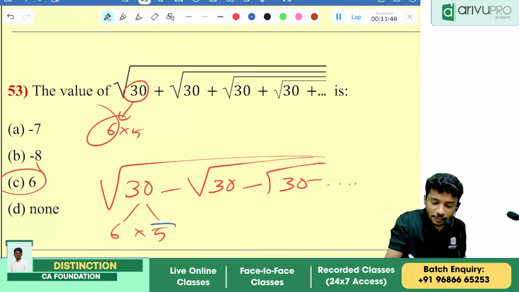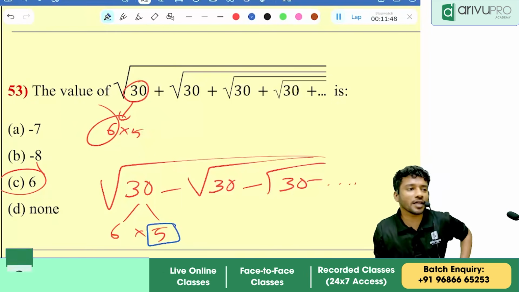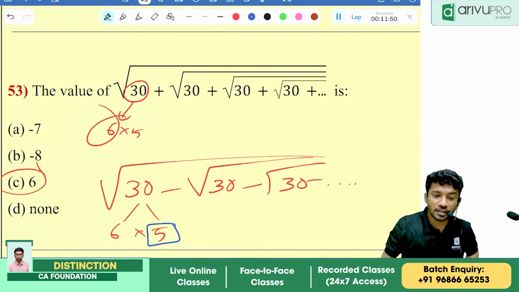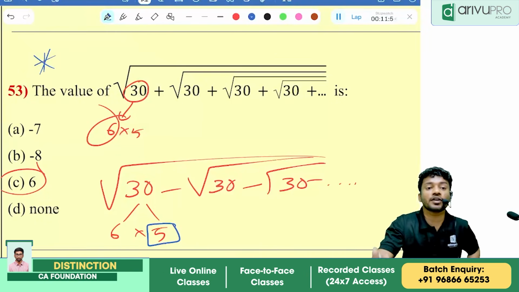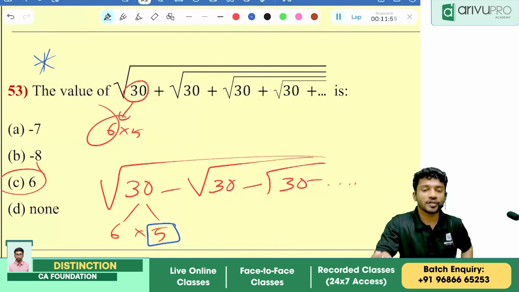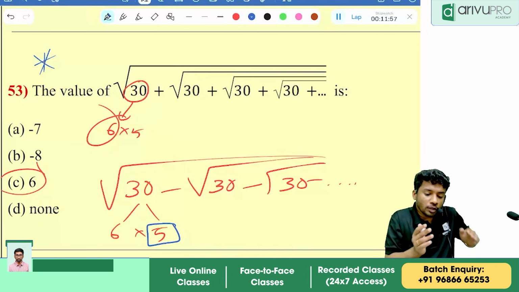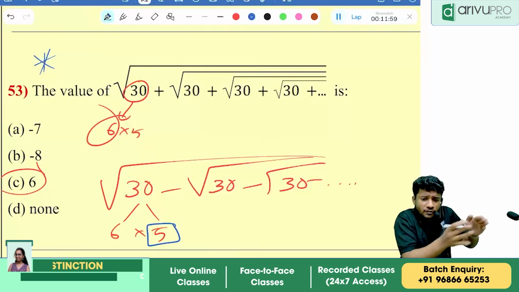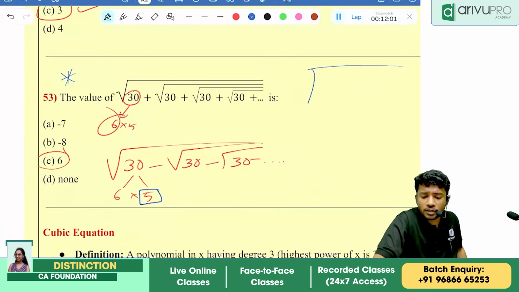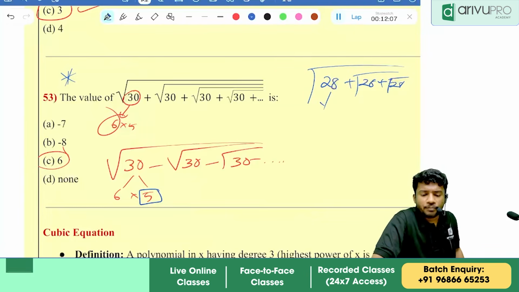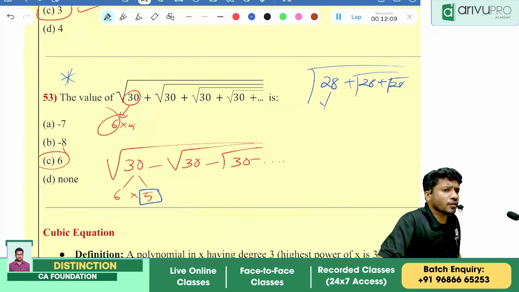Then the answer will be the small number. Okay, understood, got the method. Multiple times this question has come for examination. And sometimes you will ask, sir, what if the answer is almost different? It is like root of 28 plus root of 28 plus root of 28. Likewise, can we write it as a product of consecutive terms?